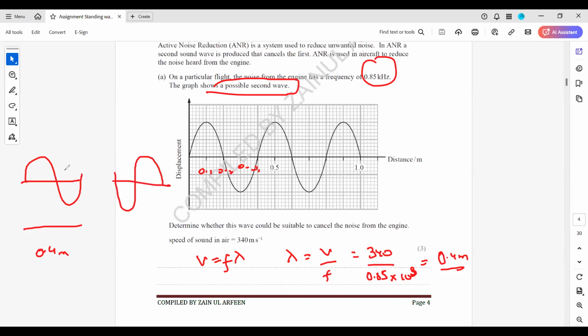This is the wave which is produced by the engine, and this is the wave which we are producing for noise cancellation, active noise reduction, or noise cancellation headphones. This is produced by the ANR. So ANR is producing the same wavelength as the sound wave. As a result, they can cancel out each other. If it was a shorter or longer wavelength, then it would not be suitable. Is it clear? This concept?